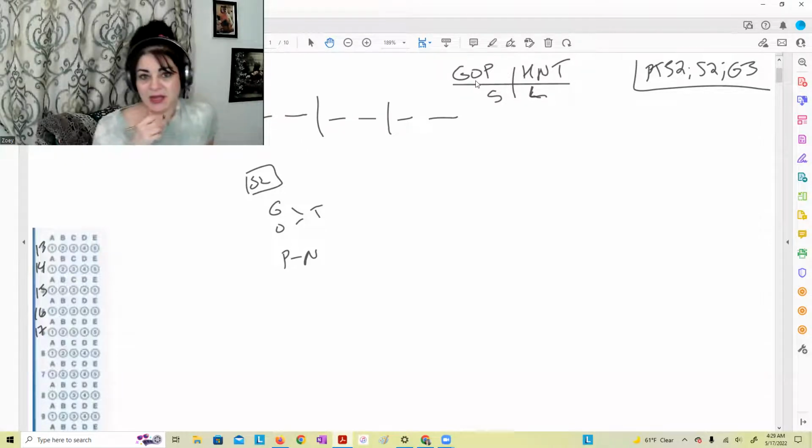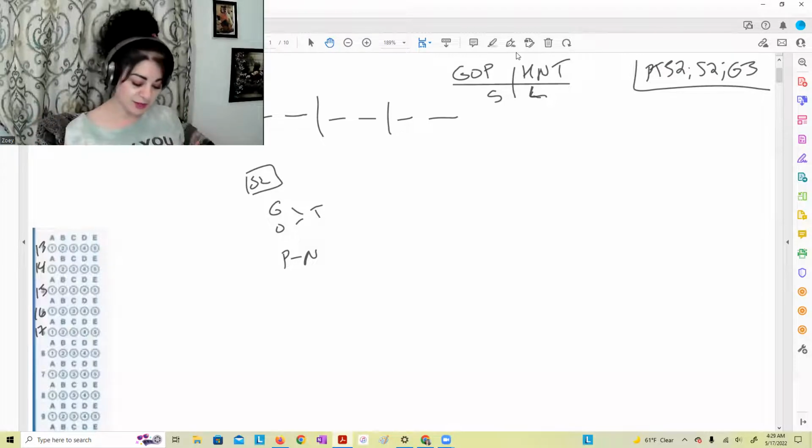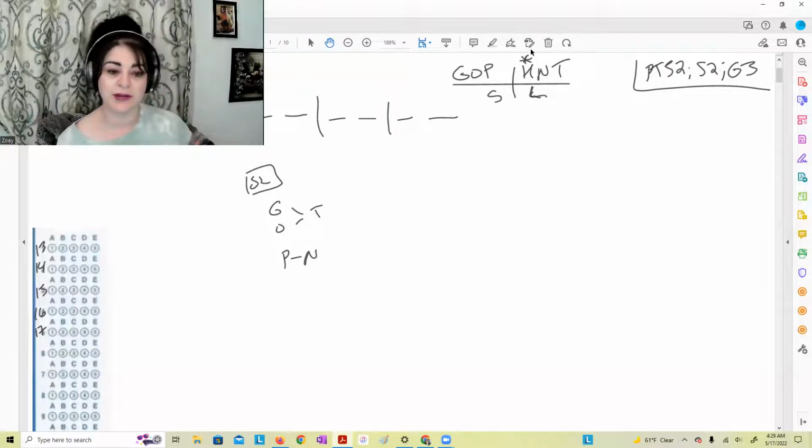I can see that H is my only variable that has no rule attached to it. So I'm going to mark that with an asterisk. That's my free agent. It can go wherever.